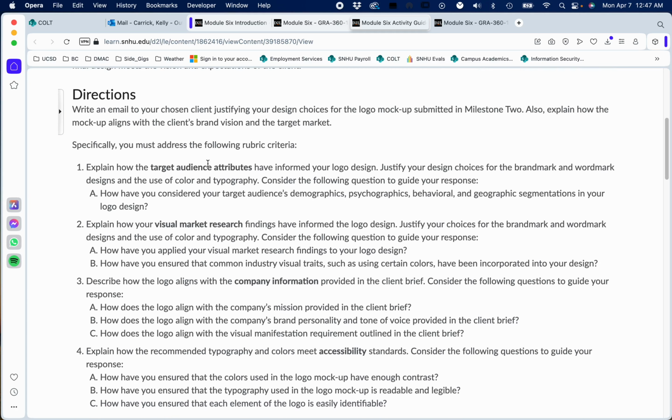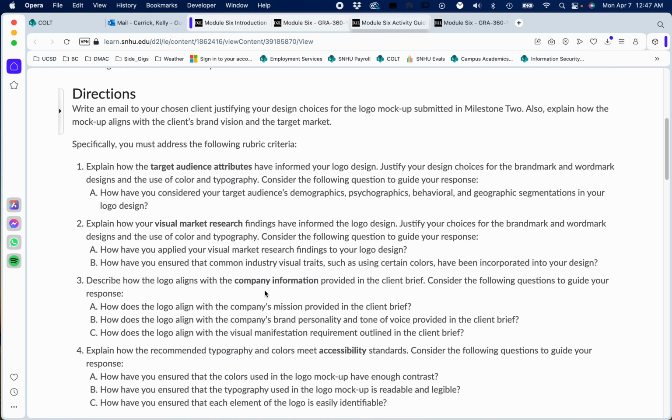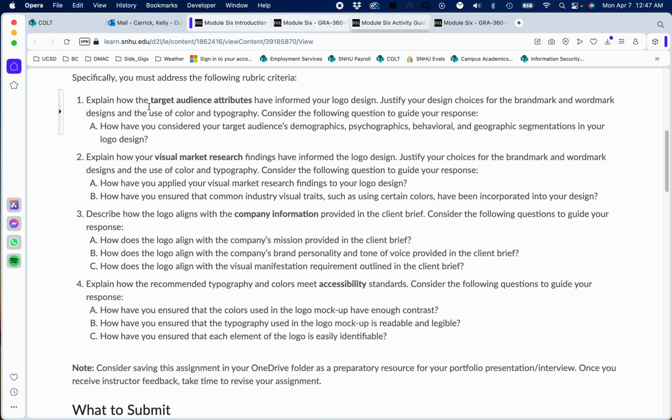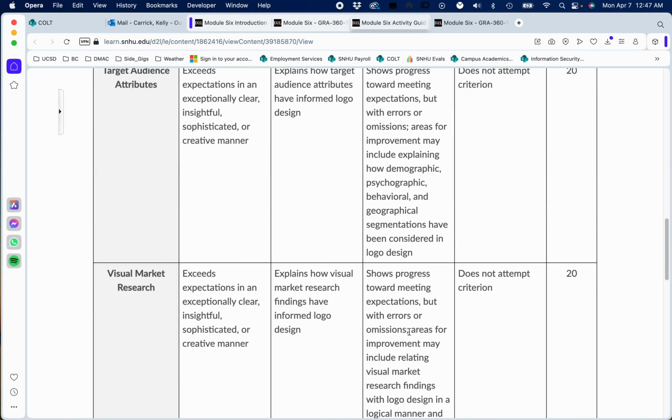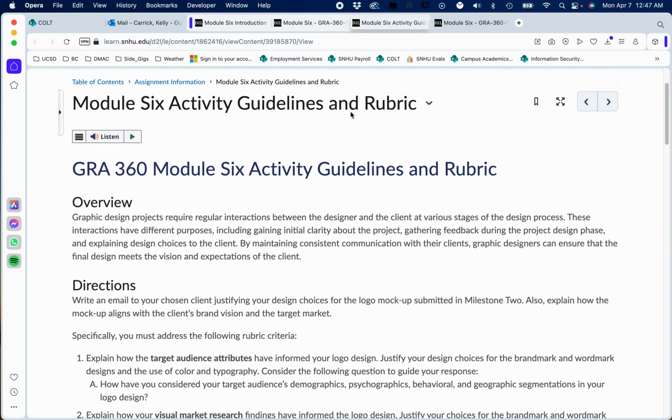And then it's asking you to touch on, explain how the target audience attributes have informed your logo design, how your visual market research findings have informed the logo design, and then there's a couple more points here. As usual, look through that, and if you have questions on it, always read down to the rubric, and I'll give you the expectations for that.